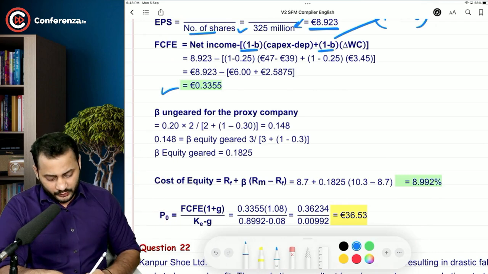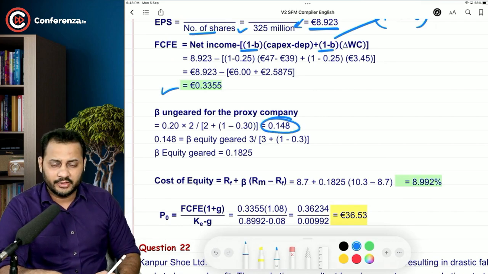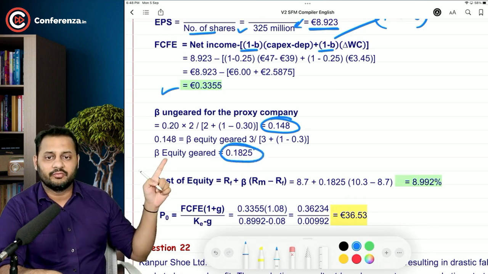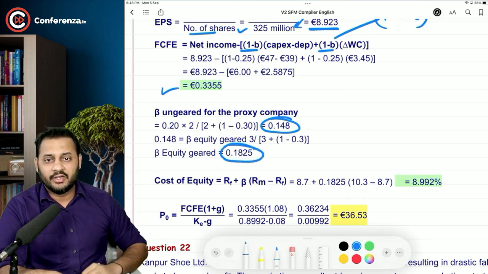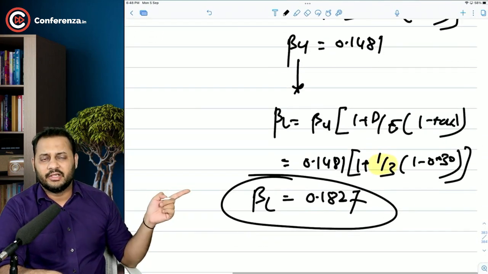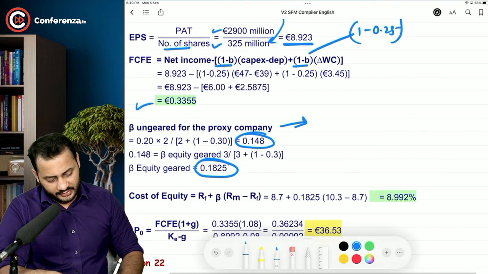We are going to convert the geared beta to ungeared beta, 0.148, and then we are going to again convert that to 0.1825, the geared equity beta of ours. So that is 0.1827, it is 0.1825. Now I will just write it in a simple form.